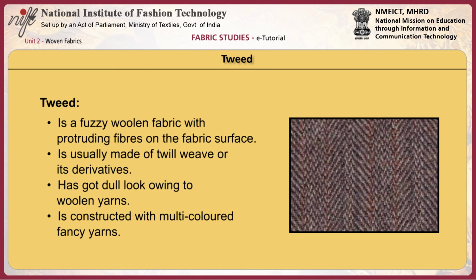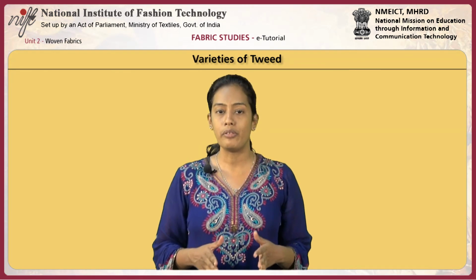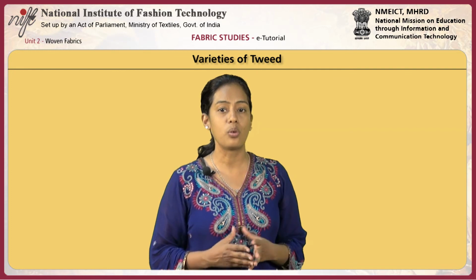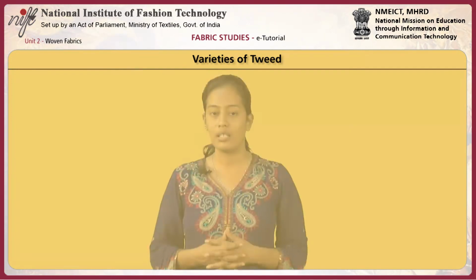Tweed is a fuzzy woolen fabric with protruding fibers on the fabric surface. It is usually made of twill weave or its derivatives. The fabric has a dull look owing to its woolen yarns. It is constructed with multicolored fancy yarns. Tweed, being a firm, heavy fabric, is popularly used in coats and suits. Varieties of tweed include Donegal tweed, Harris tweed, and Irish tweed.